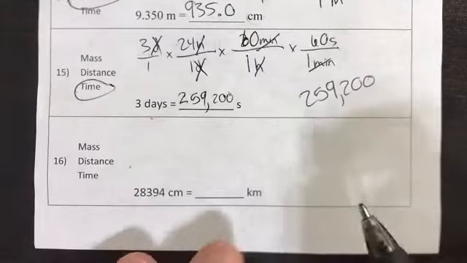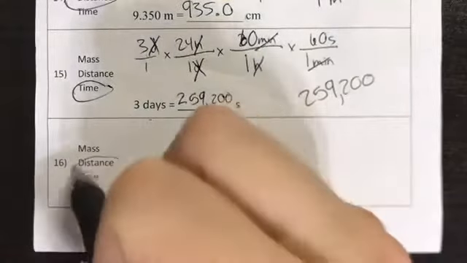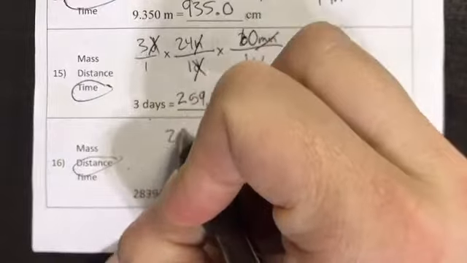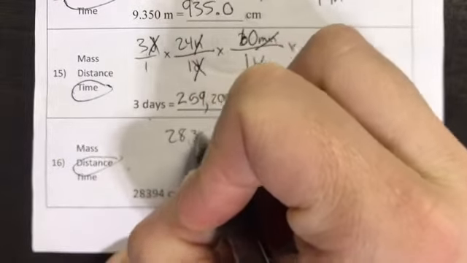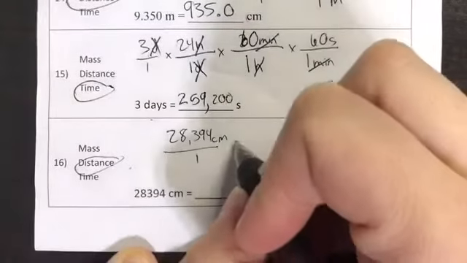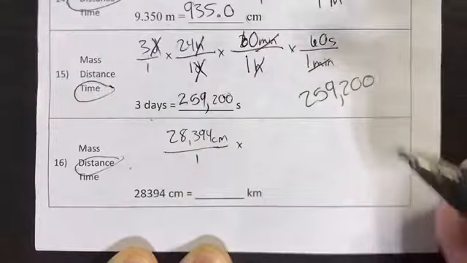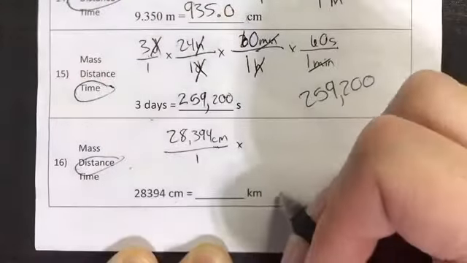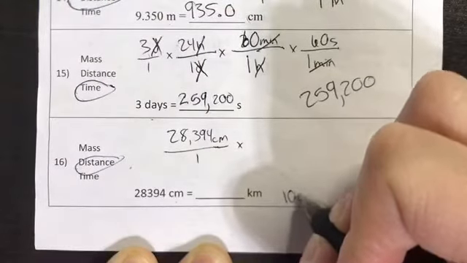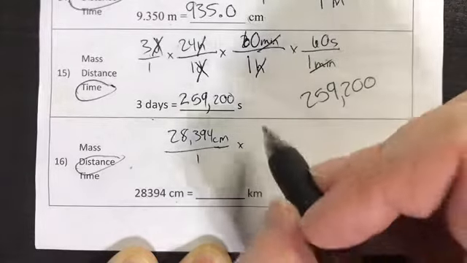All right? So on that same idea, now we're going with something more complicated. Centimeters to kilometers, we're dealing with distance. So we're starting off with 28,394 centimeters. Put it over 1. What conversion factor gets us from centimeters closer to kilometers? Well, you should know that 100 centimeters is equal to 1 meter. So make that a conversion factor.